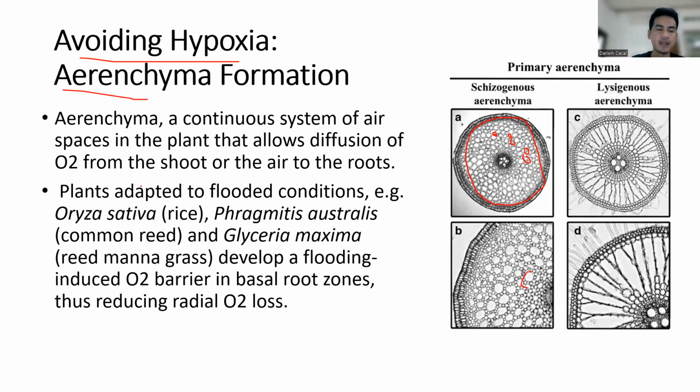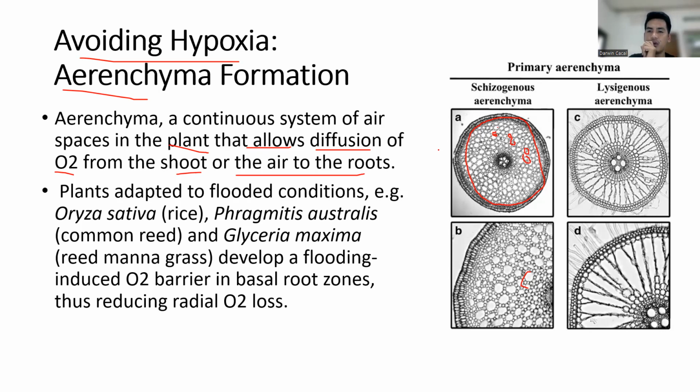Okay? So aerenchyma is a continuous system of air spaces in the plant that allow diffusion of oxygen. So inaalalayan ng aerenchyma yung pag-diffuse ng oxygen from the shoot or the air to the roots. So merong aerenchyma sa roots, merong aerenchyma sa mga stem natin, meron ding aerenchyma doon sa mga leaves natin.